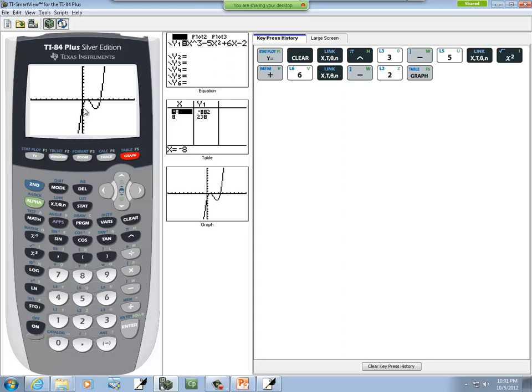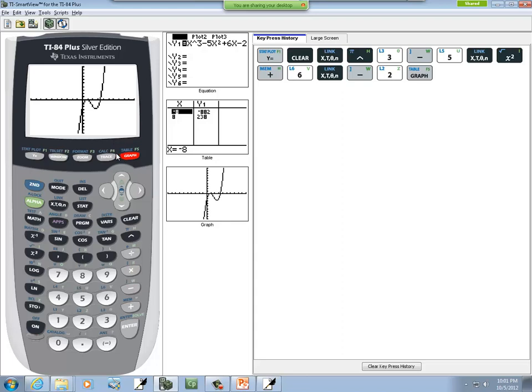Graph is increasing, increasing, comes up here, and then it starts decreasing. And then decreases, hit this, and then it starts increasing. So it looks like we have a relative max here and a relative min here. Well, let's take a look at how to find that.